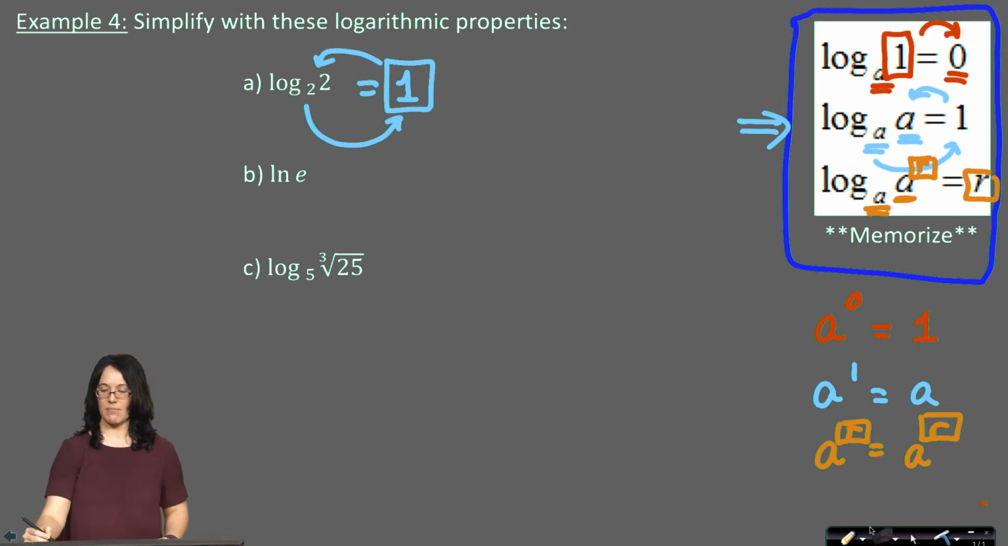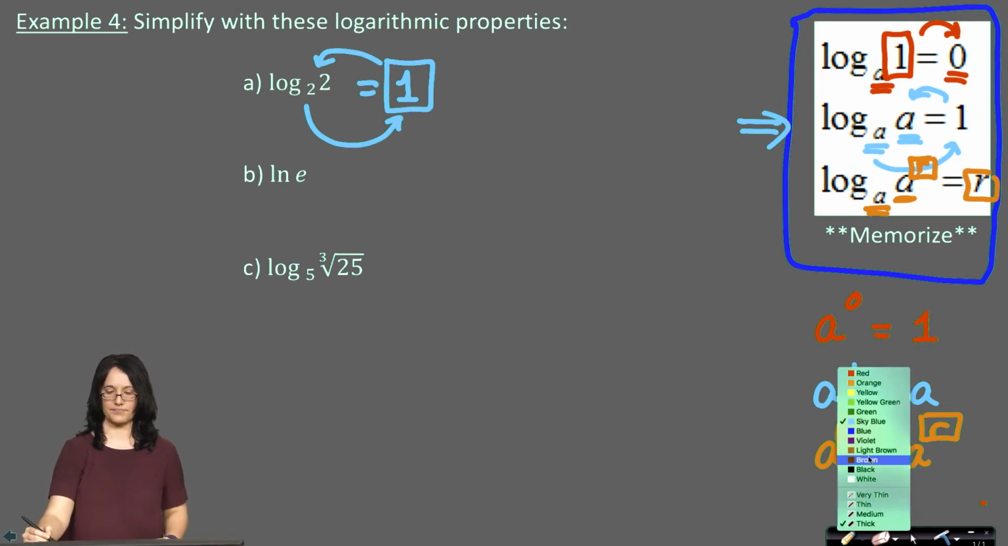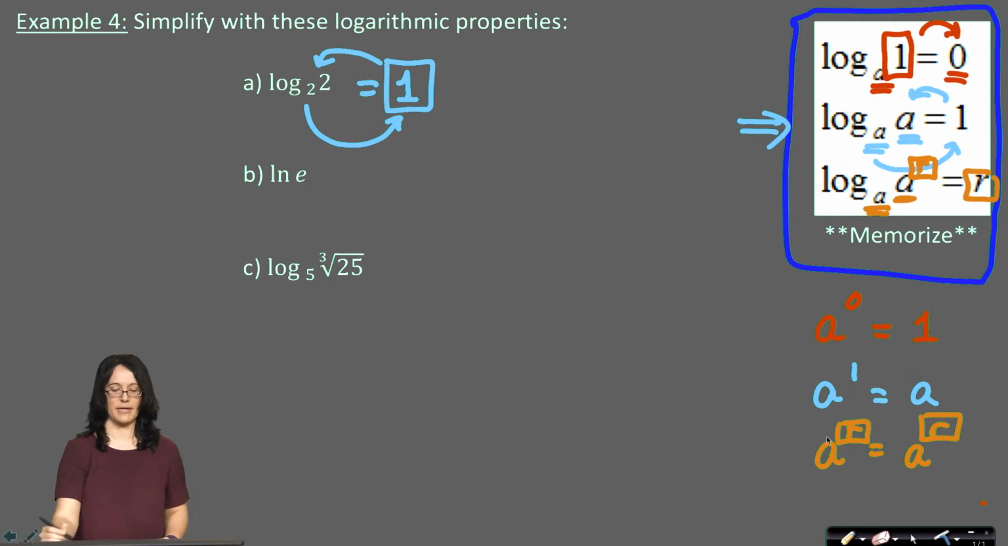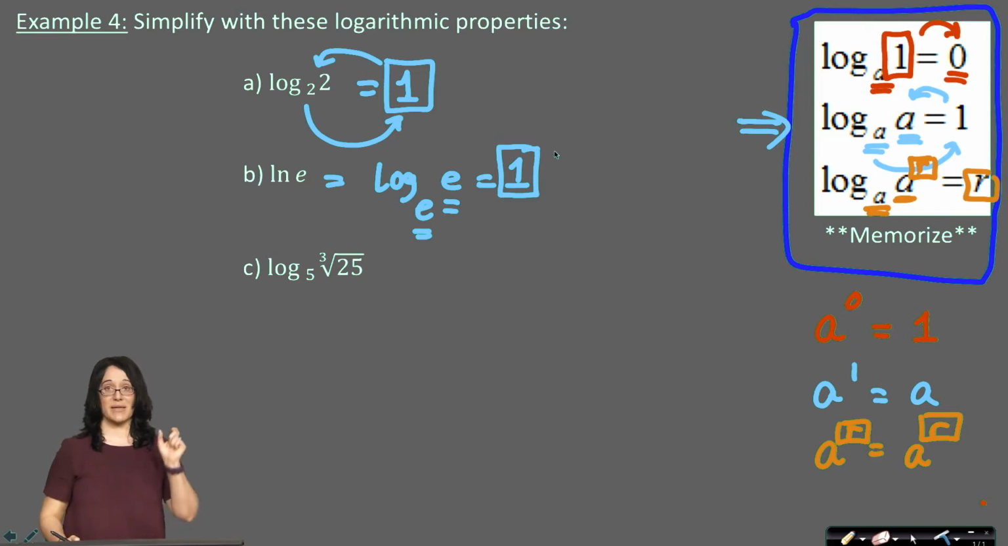The next one, B, might have been a little trickier for students. What's happening here? Well, if it's an ln, what is the implied base? That's right, it's a logarithm whose base is e. So you might need to write it out until it makes sense to you. Now do you see that they match, the base and the argument? So what is this answer? Same property, it's 1. And notice if this had been ln of e to a power, the answer would just be that power. Try C now.